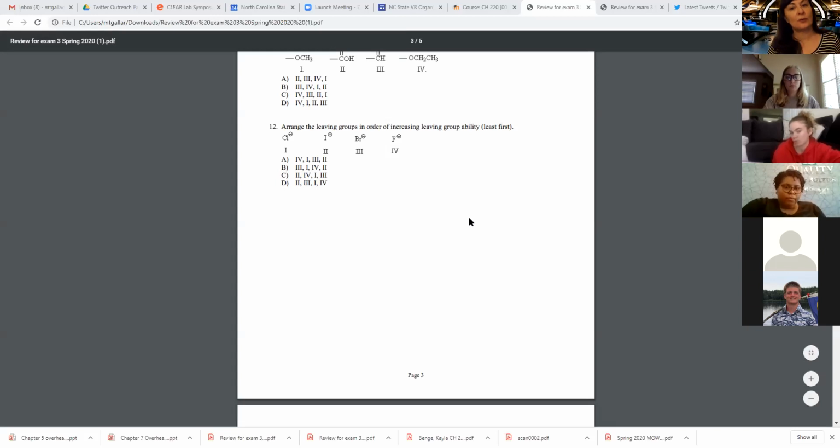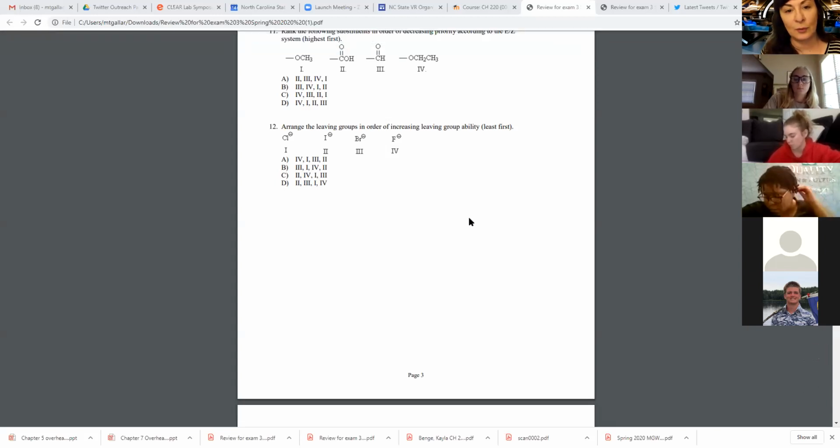This is a freebie. Arrange these leaving groups in order of increasing leaving group ability. Which one is the best leaving group from that list? 2. 2, which is iodine, right? Big, bulky, not very electronegative. After 2, which one is the next best leaving group after iodine?